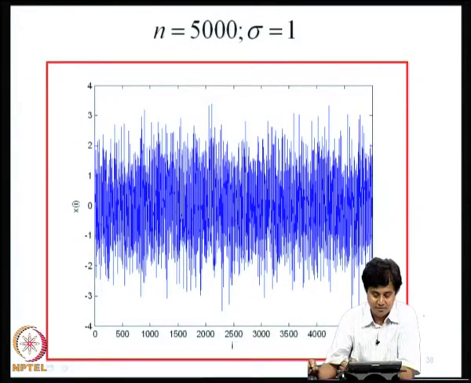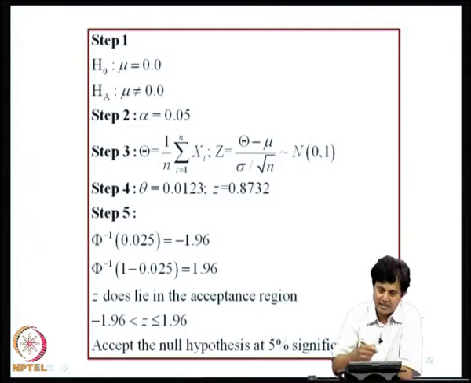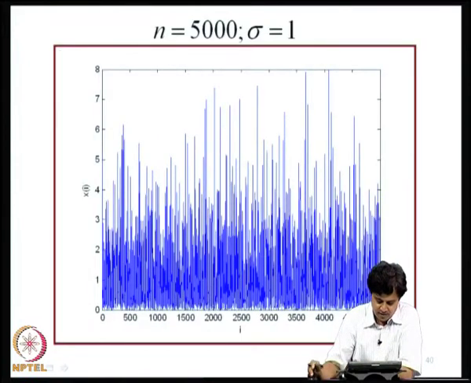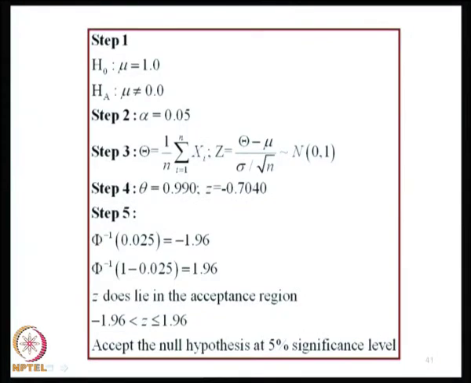Now, if I take 5000 samples, this is again an exercise. The null hypothesis is that the sample is drawn from a population whose mean is 0, and I get the sample statistic as 0.8732, and it leads to the conclusion that we can accept the null hypothesis at 5% significance level. Similarly, 5000 numbers drawn from an exponential random variable. The null hypothesis is that it is drawn from a population with mean 1, and here again we are able to show that Z is 0.7040 and it passes the acceptance criteria.